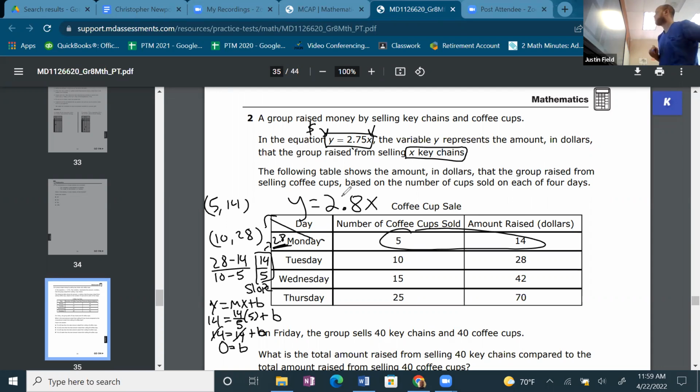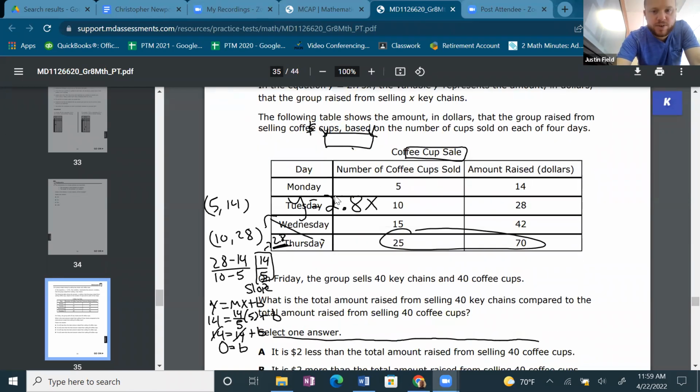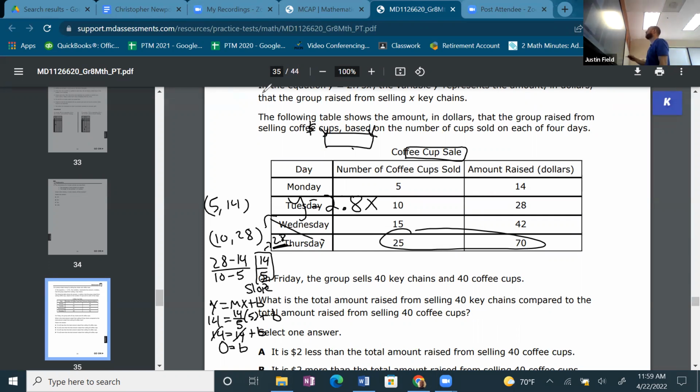It's almost the same. Okay, so on Friday, the group sells 40 keychains and 40 coffee cups. And now I see what we want to know, the total amount of selling keychains and coffee cups. Naturally, we would want to know that. What is the total amount raised from selling 40 keychains compared to the total amount raised for selling 40 coffee cups? So now that we've done that work, we could substitute 40 in each equation. So we have our keychain equation.